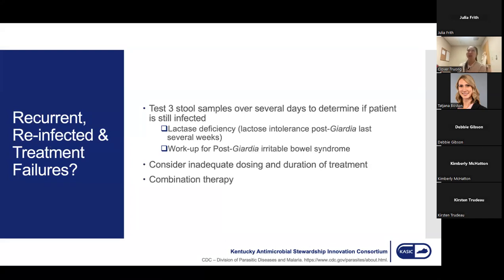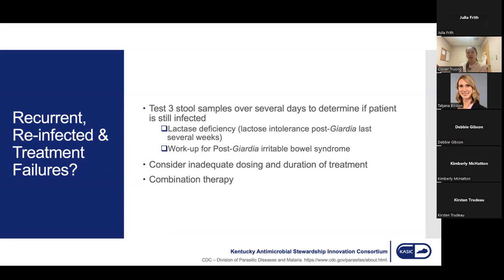Now if the patient tests positive for Giardia, we treat them, and they still have symptoms, is it a recurrence? Is it reinfection? Is it a treatment failure? How do we approach those patients? The CDC actually recommends that we test the patient with 3 stool samples over several days again to determine if the patient is still infected. If it's negative, we need to think about other things that may cause the patient to still have diarrhea.